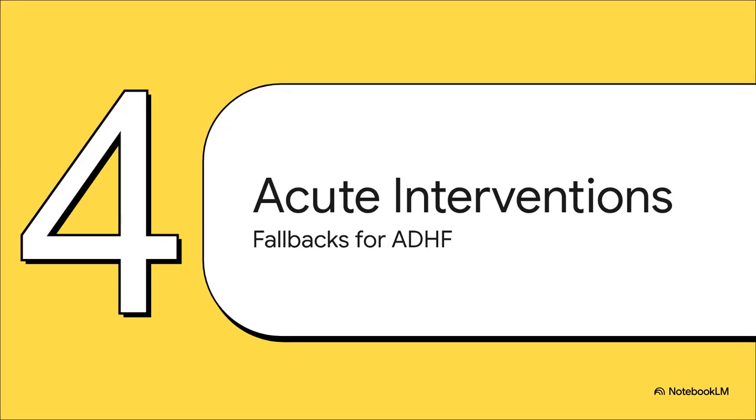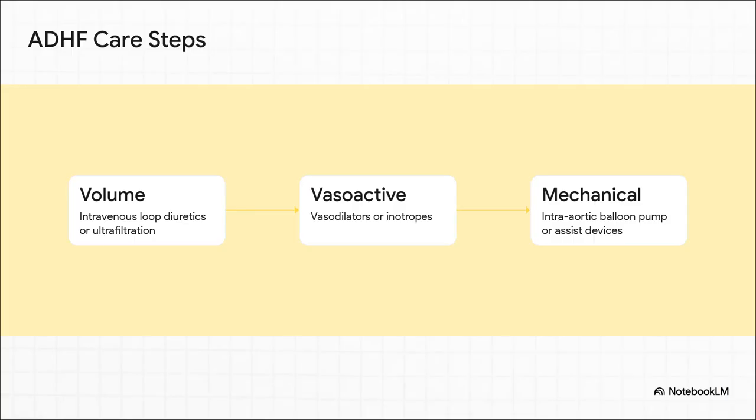Section 4. Acute care and interventions, the fallbacks for decompensation and advanced disease. Because we have to ask, what happens when the structure is actively threatened? When acute decompensation hits, when the patient actually crashes, we follow a very clear stepwise escalation tailored to their specific hemodynamic profile. Step 1 is always volume management. We aggressively use intravenous loop diuretics like furosemide. If they're resistant to that, we might even use ultrafiltration to physically pull the fluid off.